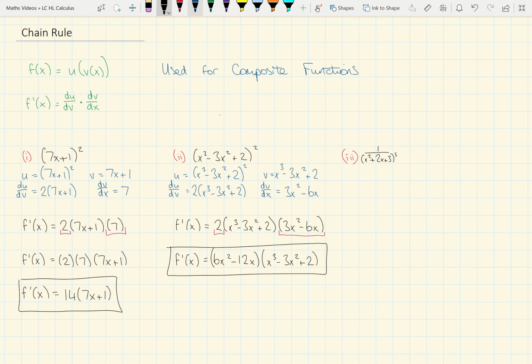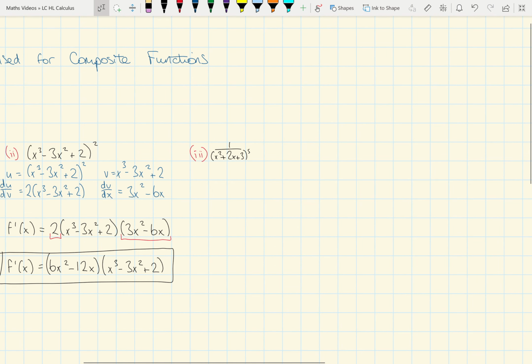And now part 3. So our format is a little bit awkward, so we're best to rewrite it. So I'm going to move it out of fraction form, and I get x squared plus 2x plus 3, and that to the power of 5 will become minus 5. And now I see I have my composite function, my inside and outside function. So our outside function is x squared plus 2x plus 3 to the power of minus 5. My inside function is everything inside the brackets.